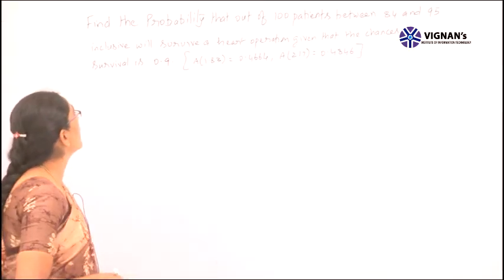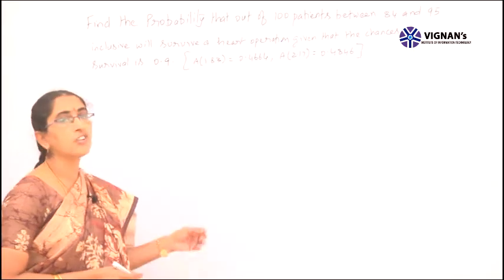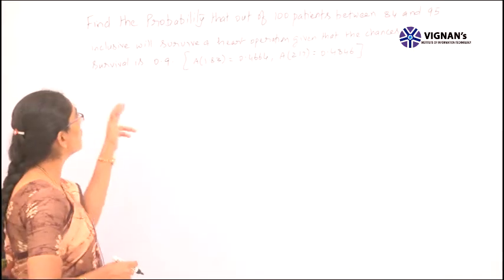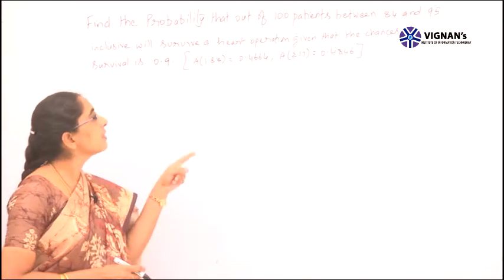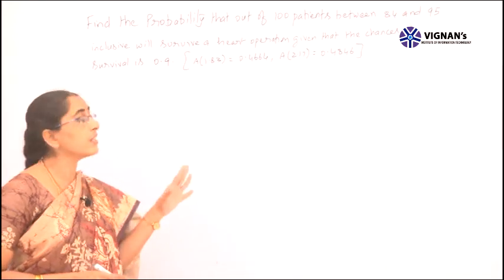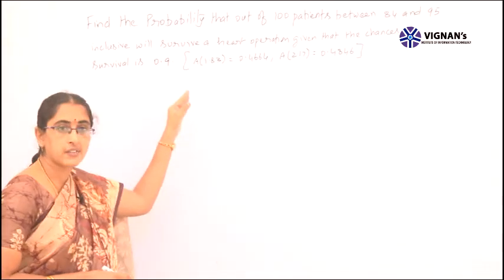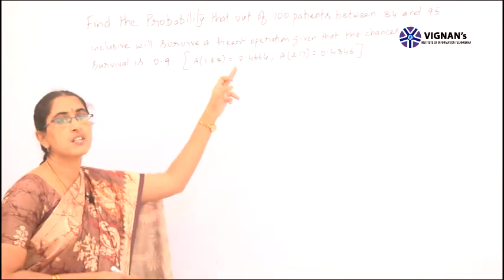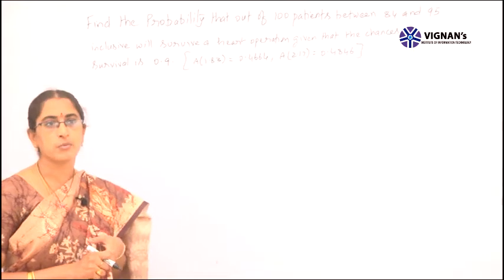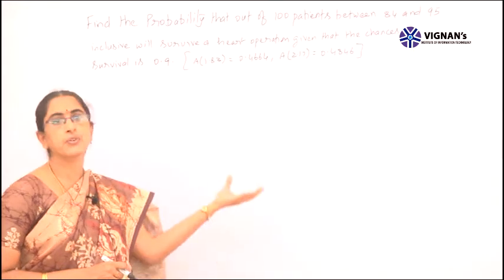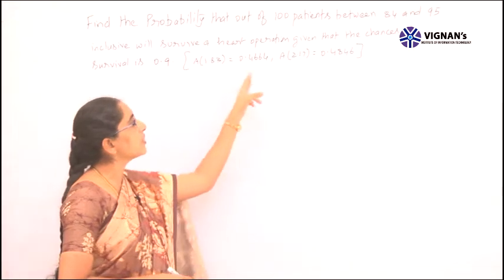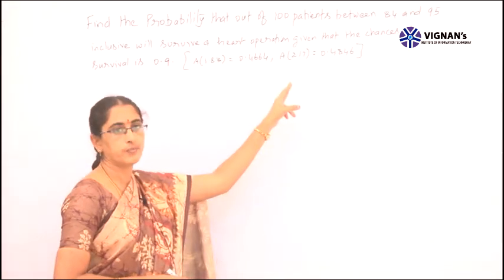Now see the problem here. Find the probability that out of 100 patients between 84 and 95 inclusive will survive a heart operation, given that the chance of survival is 0.9. So here only the chance of survival is given and the number of patients is 100, meaning indefinitely large. So we can't apply the binomial distribution. So automatically we have to shift to the normal distribution here. And also the table values of the ordinates are given here, right?